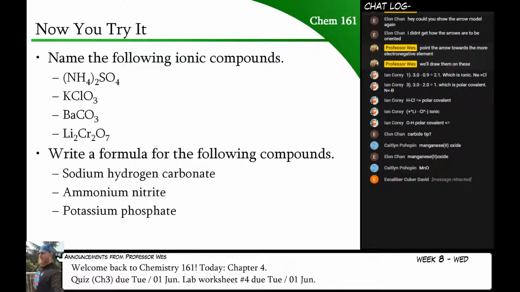All right, so these really just come down to recognizing what they are, which isn't so hard to do, and then finding them in the chart and then writing their names, which is more tedious to do. So the first one has ammonium, and it has sulfate in it. Then we've got potassium, and everything else is chlorate. We've got barium carbonate.